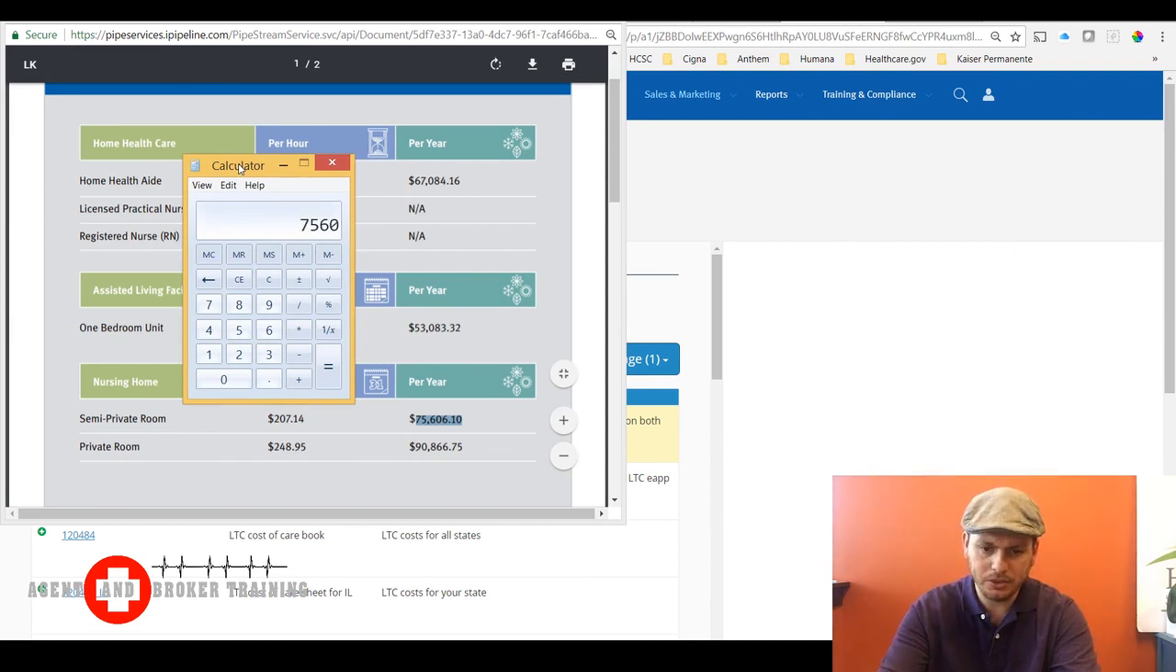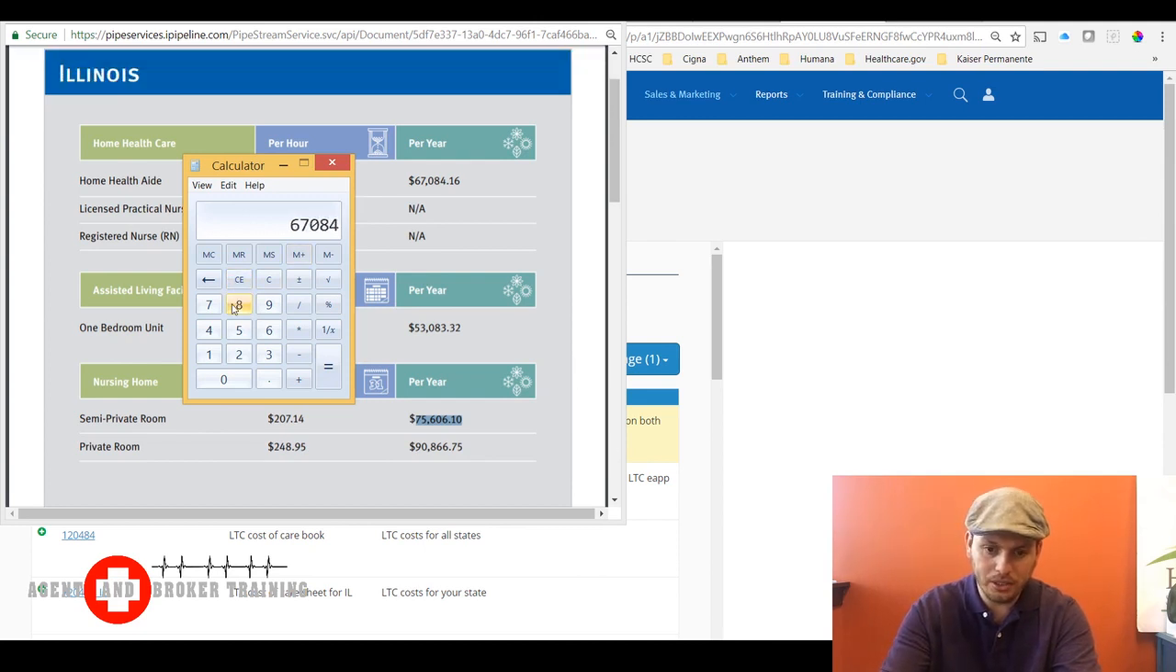And 75,606 divided by 12 months, that's about 6,300. Okay, maybe if we take the average of all these three, right? So 67,084 plus 53,083 plus 75,606 divided by 3 divided by 12, about $5,400 a month, right?